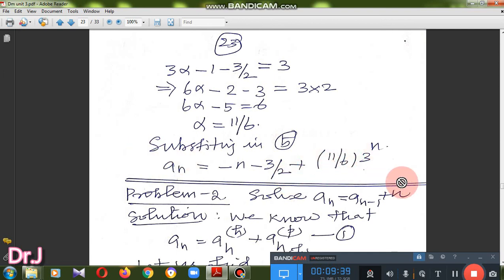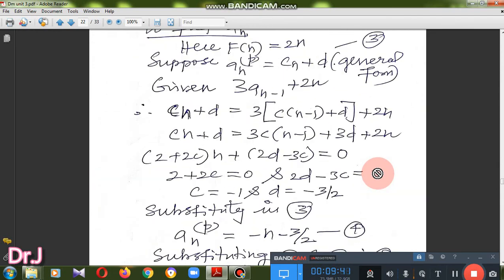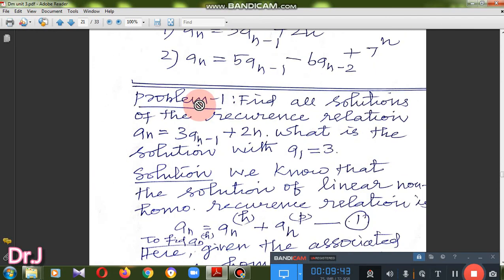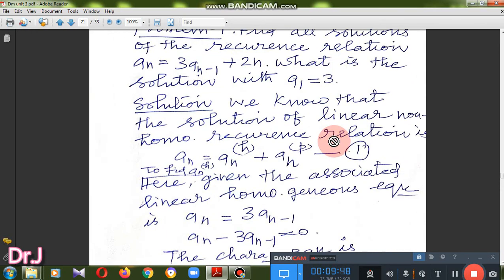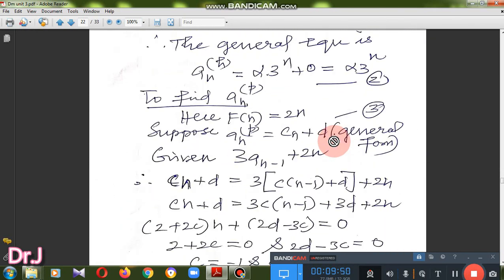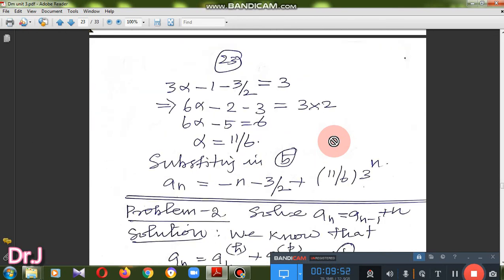Okay, and this is the solution set for this particular non-homogeneous recurrence relation. Look at that. It consists of two terms. One is associated with the homogeneous function, another one is associated with the particular solution.